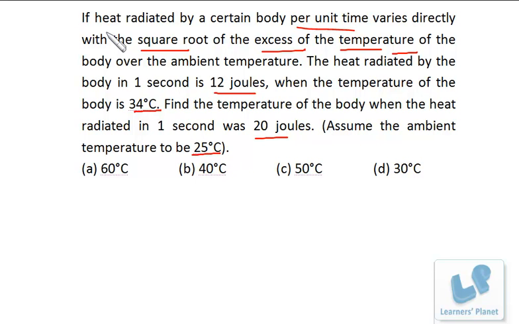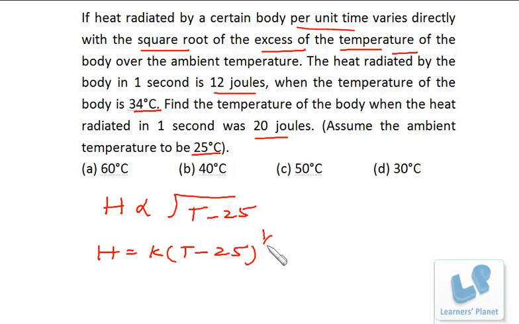Friends, let's assume the temperature of the body is T degrees centigrade and the heat radiated by the body in 1 second is H joules. That means H is proportional to the square root of the excess temperature, and the ambient temperature is 25 degrees centigrade. So H is proportional to the square root of T minus 25. Here H is in joules and T is in degrees centigrade. That means to eliminate the sign of proportion, we need to put a constant. That means H is equal to K times the square root of T minus 25.